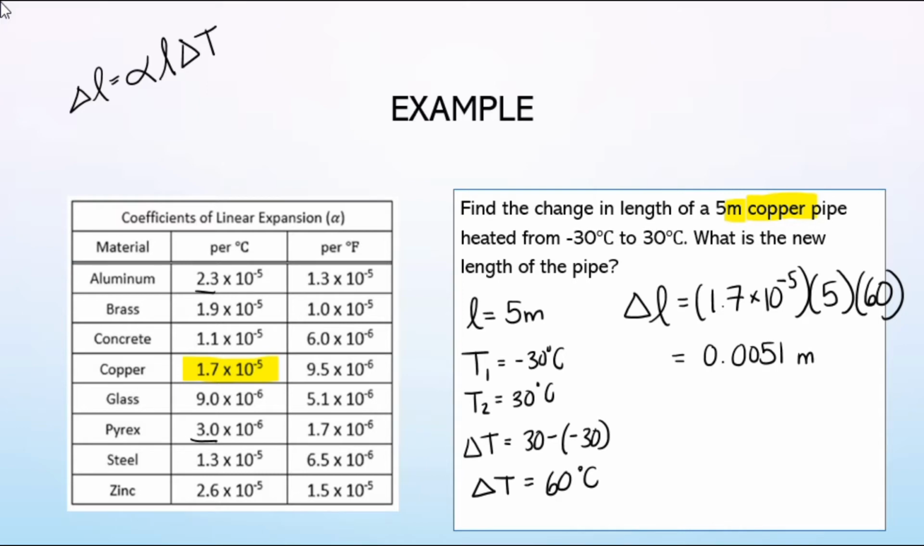When you heat copper by 60 degrees, you're going to get a change in length of that pipe of 5 millimeters. It doesn't seem like a lot, but it matters, right? It matters where this pipe is. So what's my new length of the pipe? I take my original length, and because this is an expansion and a positive number, I know that I'm adding it. The pipe is getting longer, and my new length will be 5.0051 meters.